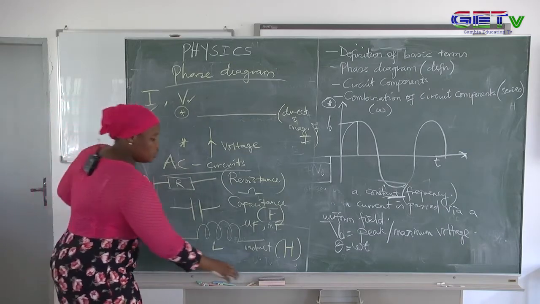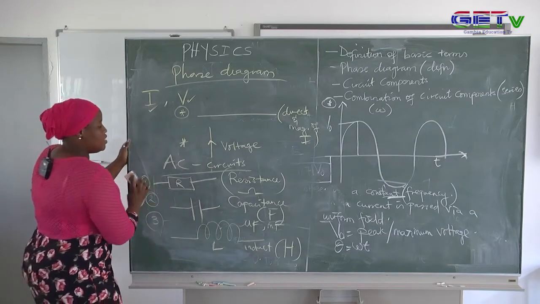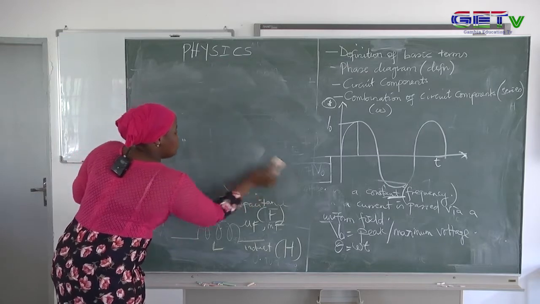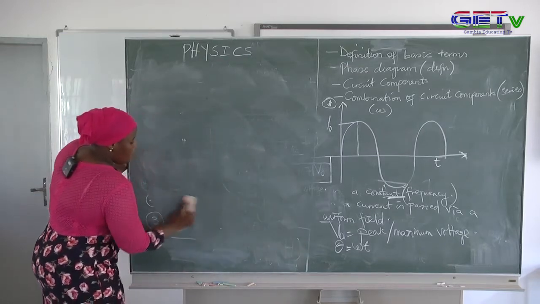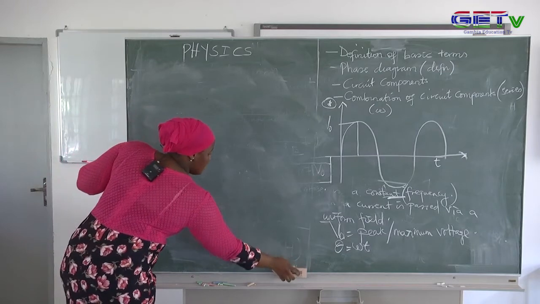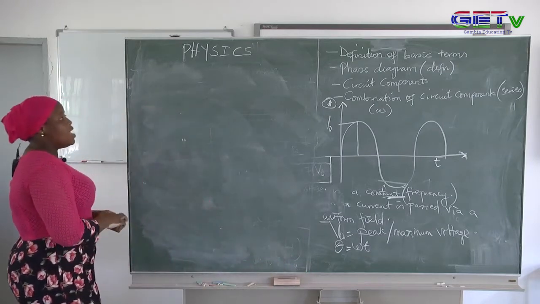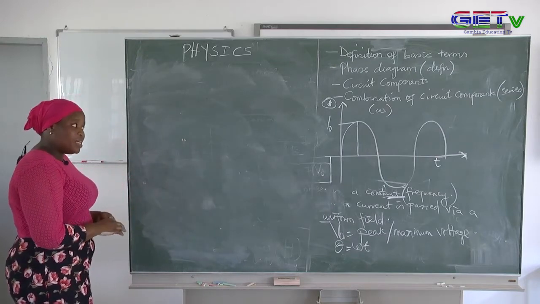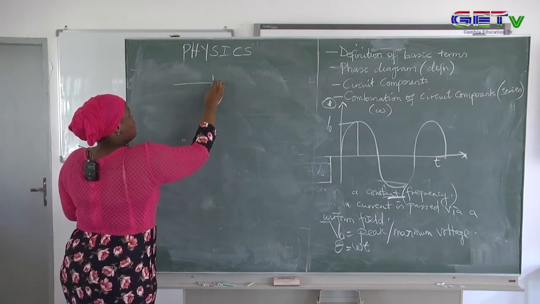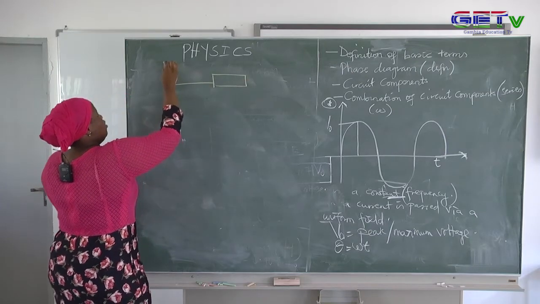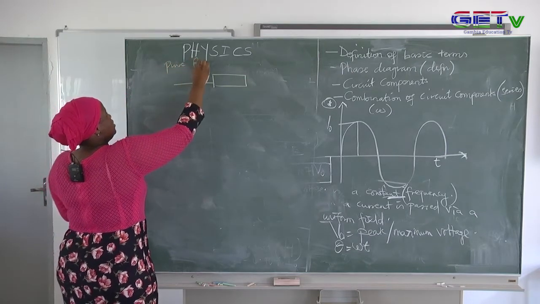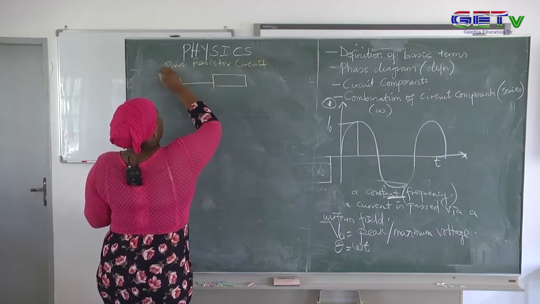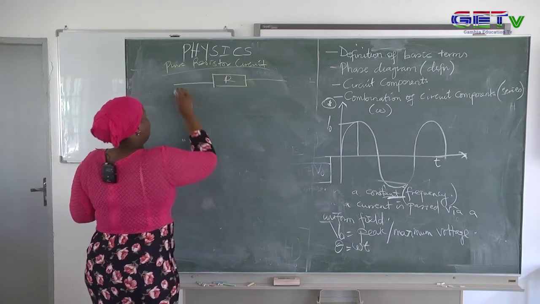Now the first one we are going to study is dealing with the components individually. The first type of AC circuit we have is the pure resistance circuit. And when I say a pure resistance circuit, it means there is only resistance present in this circuit and all other components are absent. That is how the circuit will be, since it is a pure resistor circuit. The circuit is made up of a resistor.